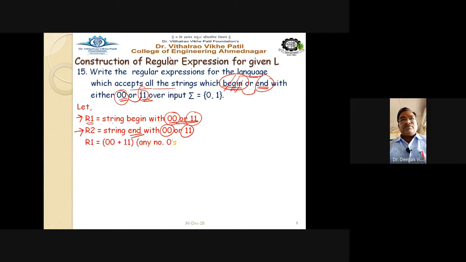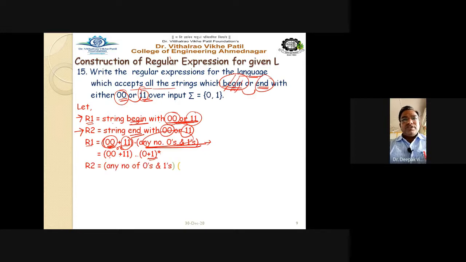So what will be our regular expression? R1 is nothing but (00 plus 11), dot, any number of, so begin with 00 or 11. Begin with 00 or 11 means in the bracket 00 plus 11, which means or: either it will start with 00 or it will start with 11, dot any number of 0, 1. So this is nothing but our string. And R2 is nothing but, any number of zeros and ones, which is (0 plus 1) bracket raised to star, any number of zeros and ones.